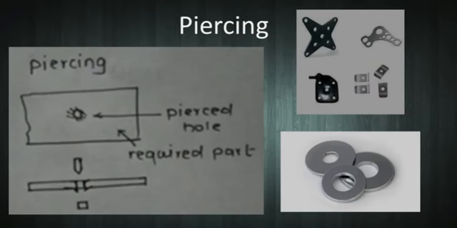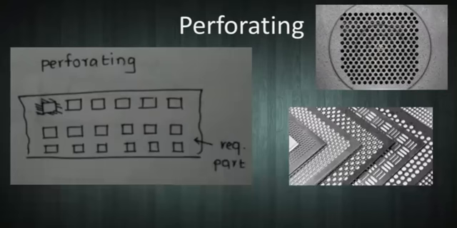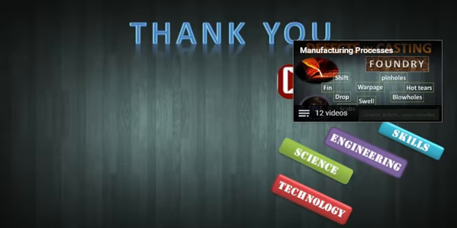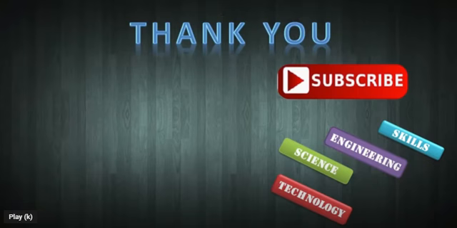The next operation is piercing. Piercing means punching a small hole in a sheet metal. The next operation is perforating. Perforating is producing so many holes close together. Perforating operation is shown in the figure, and these are the perforated shapes which can be made from perforating operations. So these are the common sheet metal working operations.